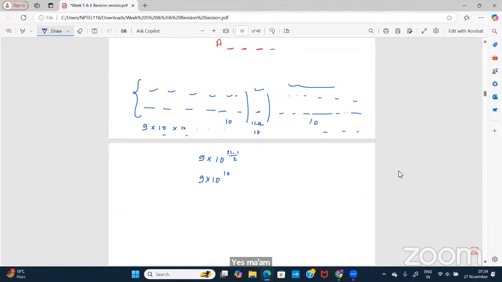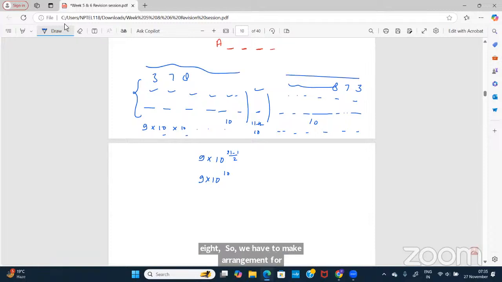So there will be only one way. Here you have filled, suppose, A, here also it will be A. Okay, we have to fill digits, not letters. Suppose you have filled 3, 7, 8 here, so it will be 3, 7, 8 in this fashion, right? So we have to make the arrangement for these places, and that will be the same.